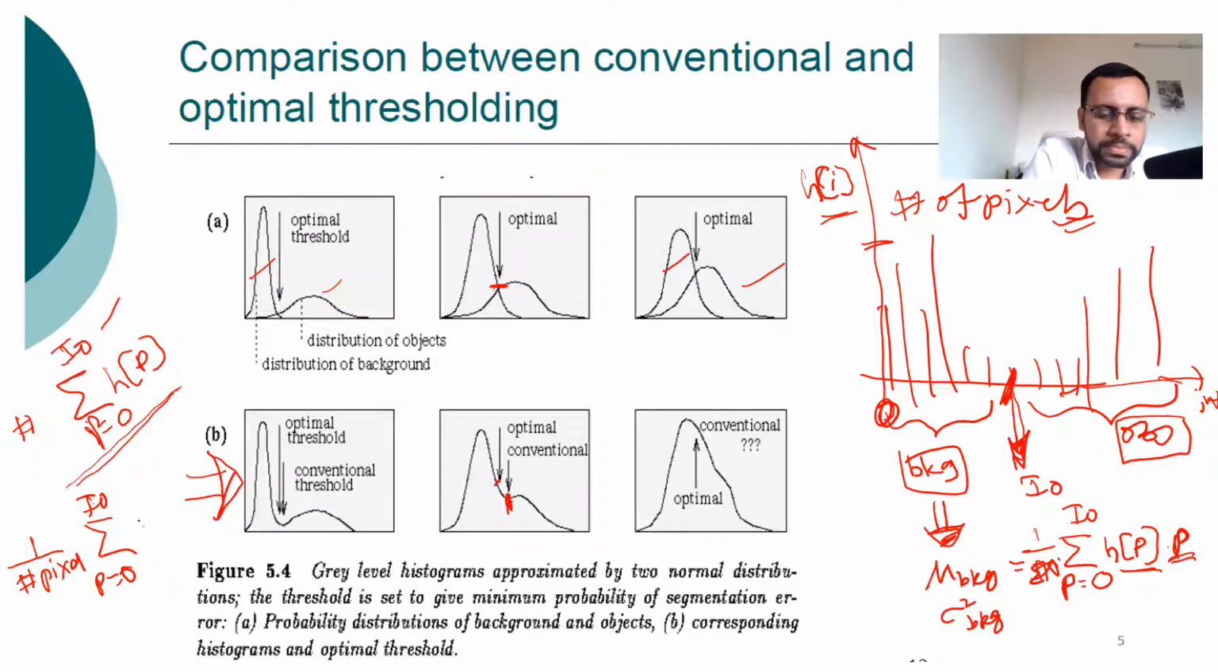P minus mu, let's call it mu background. That's a constant, right? P minus mu background. What next? Whole square. Right. Then anything else? Is that good enough? Number of pixels. You tell me what is that? Is it H, the number of pixels? H of p. Very good. H of p will come here.